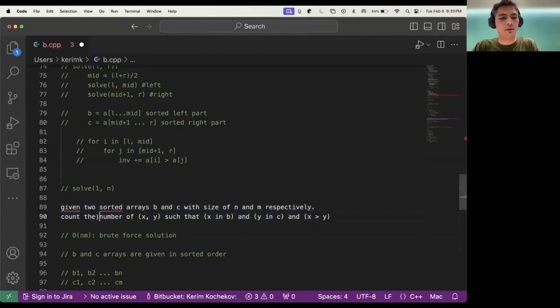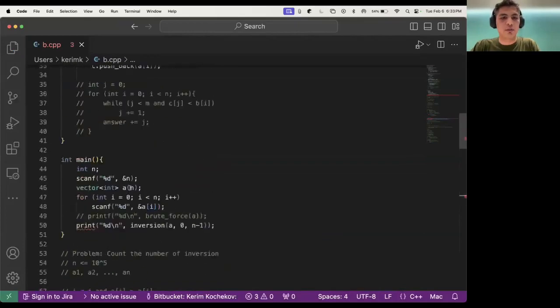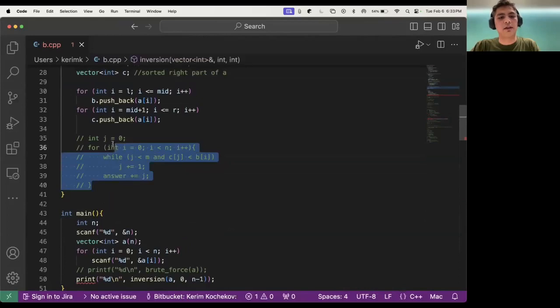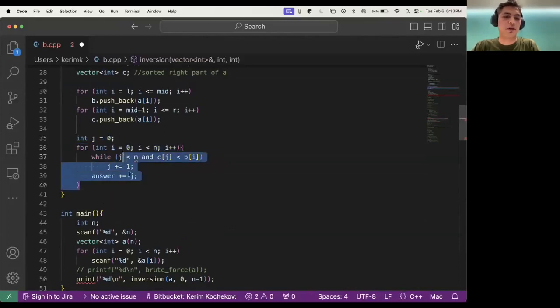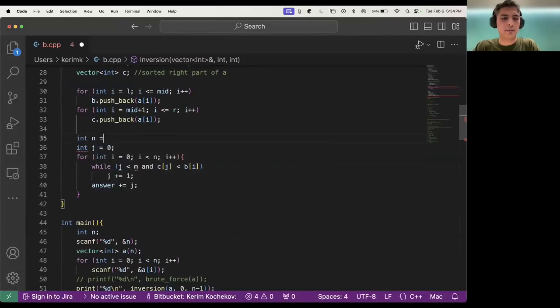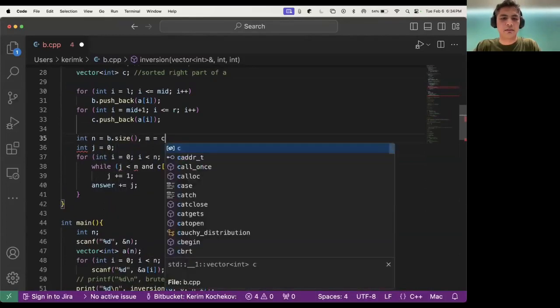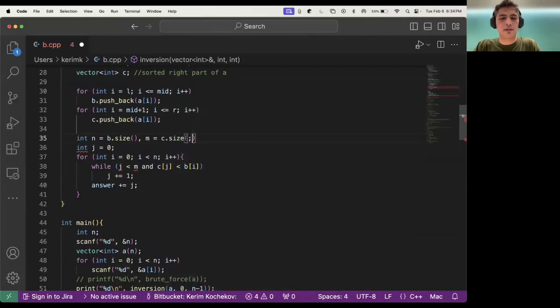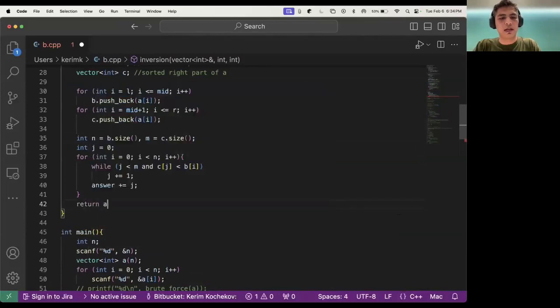And we solved this problem before starting our original problem, where we just have both of them sorted. So we just have a pointer that finds the maximum j such that it is smaller than B[i]. So we need to define here n and m. n would be just the size of B, and m would be just the size of C. Yeah, and we can return the answer in the end.